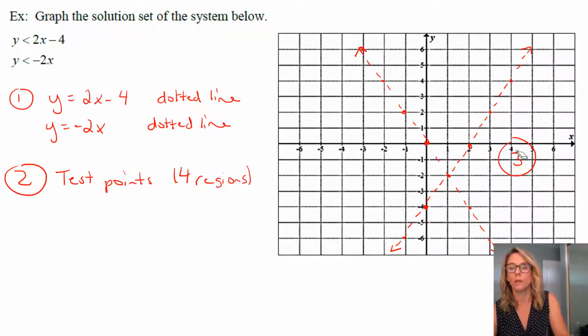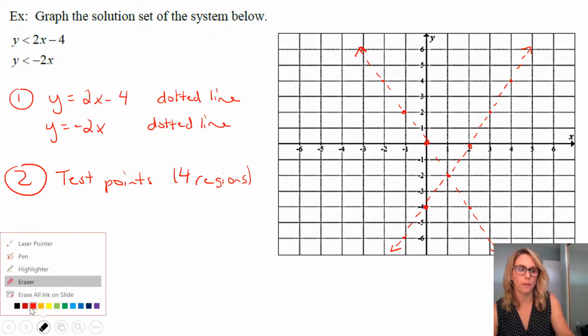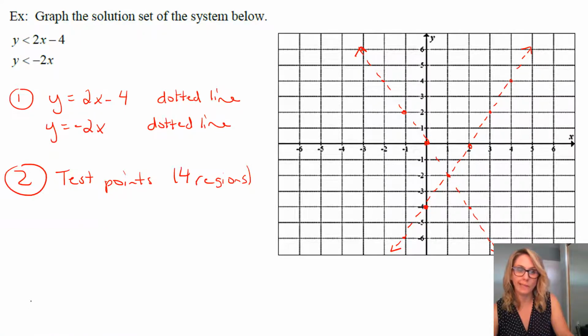So typically what we do is we pick a test point. We do not pick a test point on the boundary line. So notice I won't use 0, 0 this time, just to show you something different, because one of those lines does include 0, 0 on the boundary line. So let's test negative 1, 0. So I'm going to test this point right here.